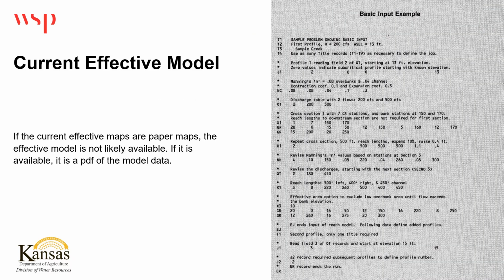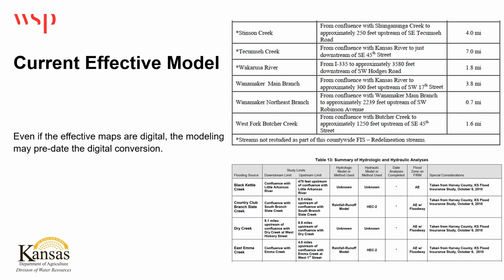If the current effective maps in the area you are working are still paper maps, then you're probably not going to be able to get a hold of the effective model. This is likely an old HEC2 model or similar, and even if it is available, it's just going to be a PDF, just like the one shown on the screen here. Even if the current effective mapping is digital, sometimes the modeling was just carried forward from the old paper map studies and was not updated.